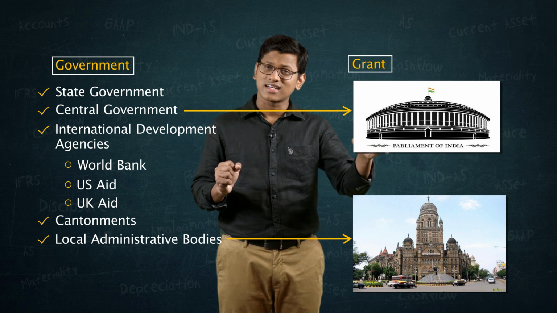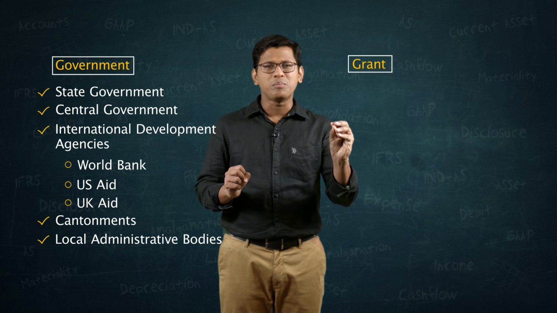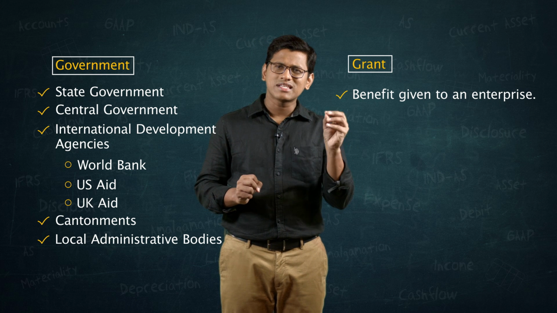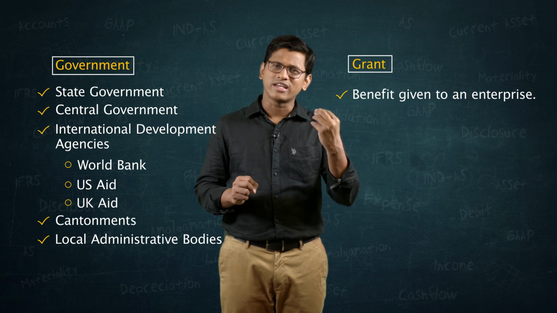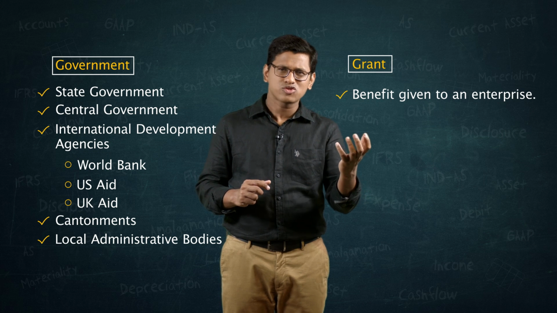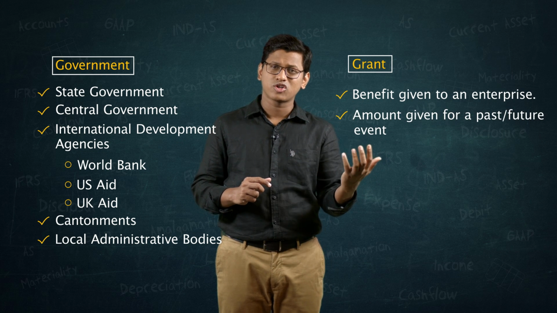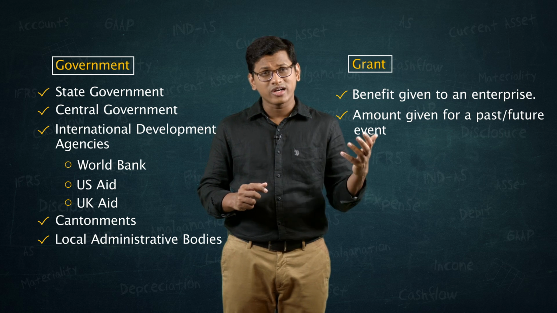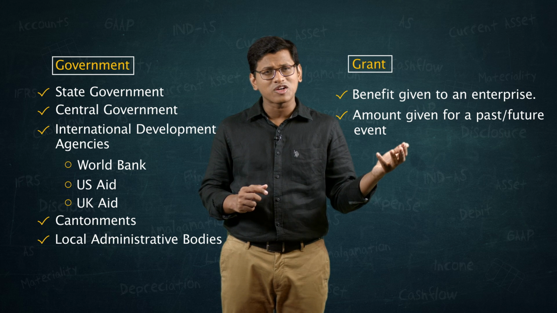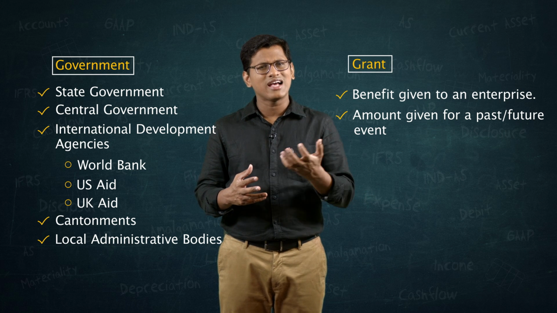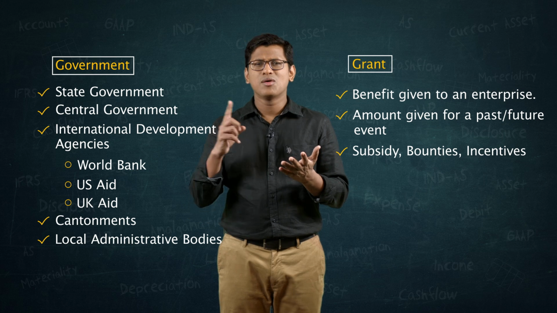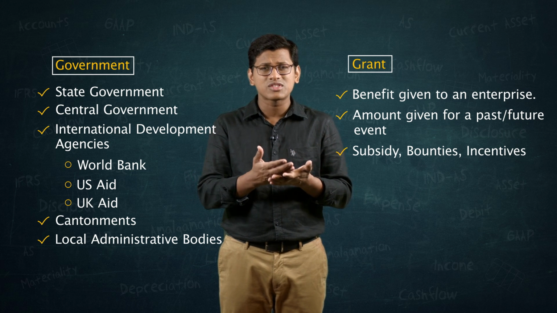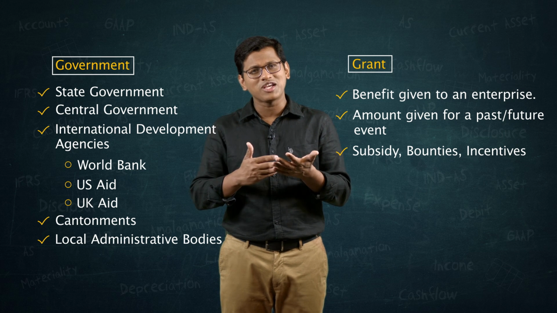And the other word is grant. So grant is basically a benefit given to an enterprise. It's not an equity investment or a debt investment. So basically grant is more like an amount given saying, hey, this is for your benefit, so maybe you suffered something in the past for which we are giving you benefit, or you have to do something in the future for which we are giving you benefit, or you are doing some good work for which we want to encourage you by giving this kind of money. So grant has alternative names like subsidies, bounties, or some sort of incentives, cash incentives. All those come under the broad meaning of grant.